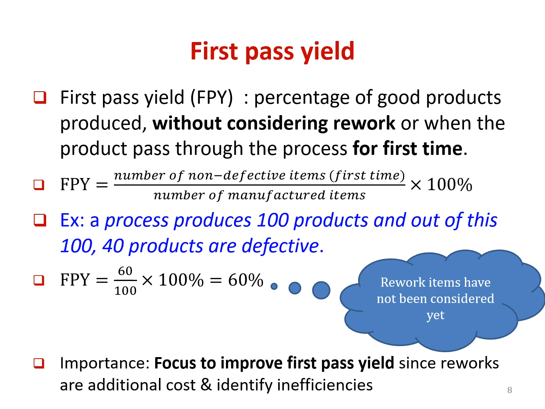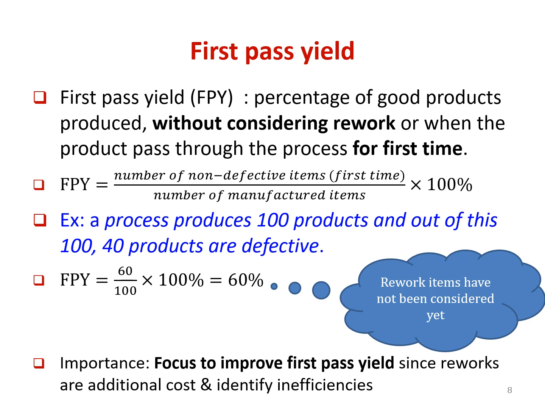For example, when we have a process that produces a total of 100 products, and out of this 100, 40 products are defective. So 40 products are not working well. Therefore we know that 60 products are good. So first pass yield is equal to 60 over 100 times 100%, and this 60% is our first pass yield.